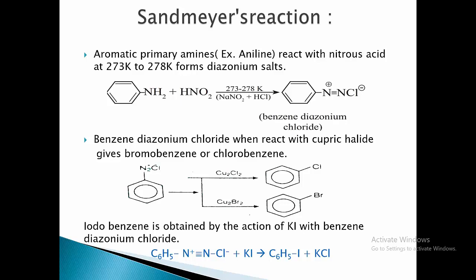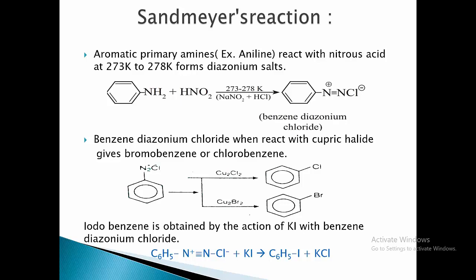Reaction is C6H5NH2, that is aniline, when it is treated with nitrous acid, that is HNO2, at 273 to 278 Kelvin in presence of NaNO2 plus HCl gives benzene diazonium chloride. Formula of benzene diazonium chloride is C6H5N2Cl. This is a salt. Benzene diazonium chloride is a salt. It is also known as diazonium salt.